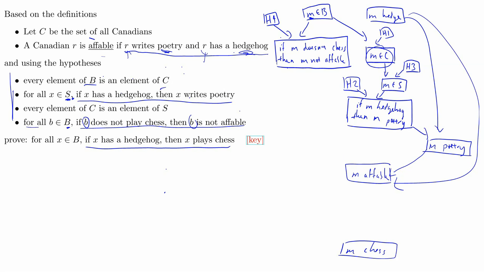So now, what do you think we can do, now that we know that M is affable? Well, we can combine this new fact here with back here we've got this implication, and by applying modus tollens, we end up with M plays chess.